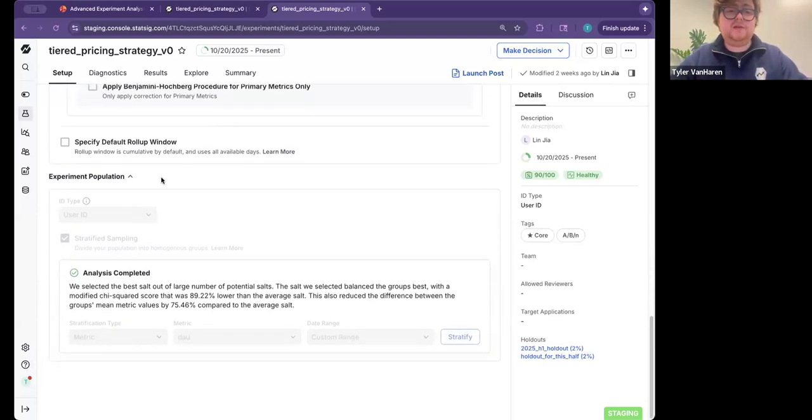The other cool thing that you can do with a lot of this is stratified sampling. We talked earlier a little bit about how we have things like CUPED. CUPED is that correction using pre-experimental data. That's pretty handy and gets you pretty far, all things considered.